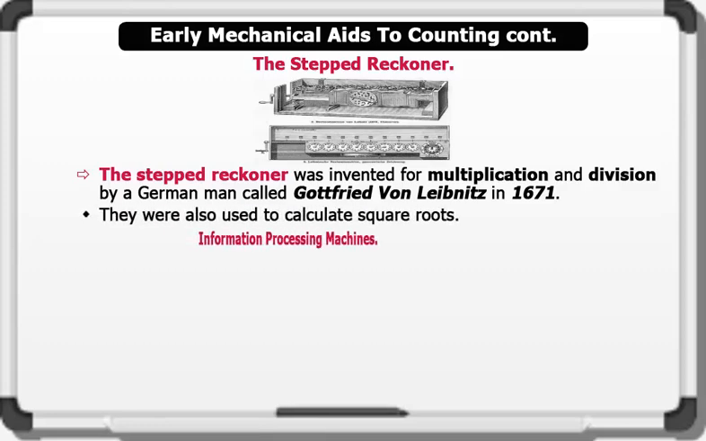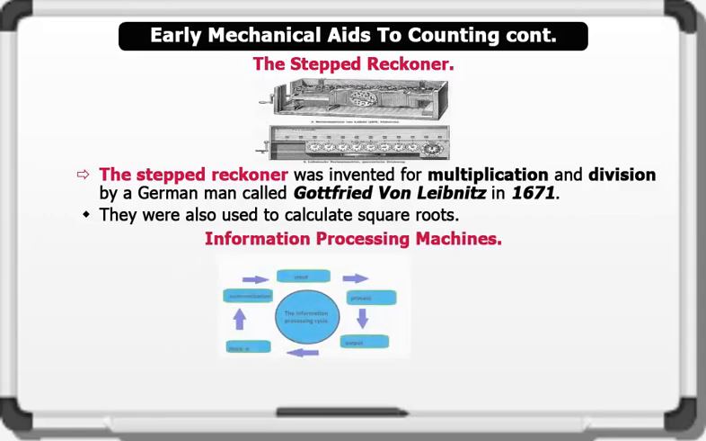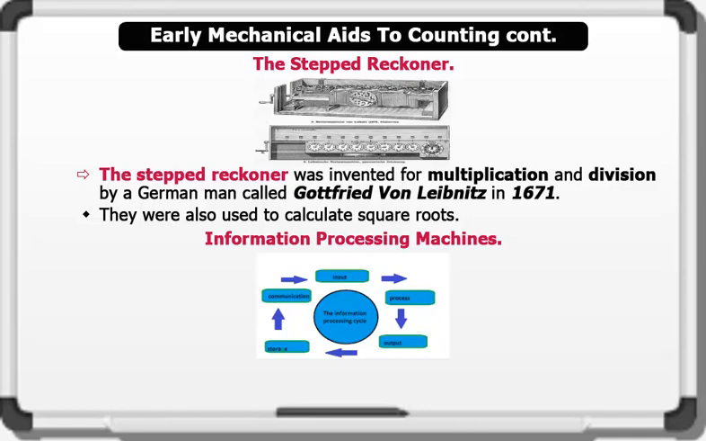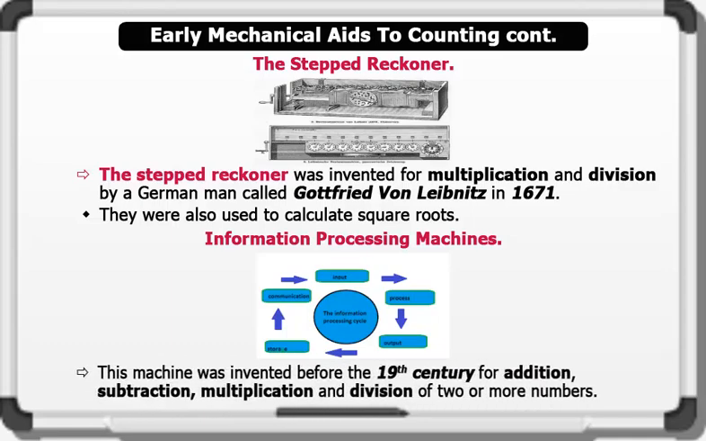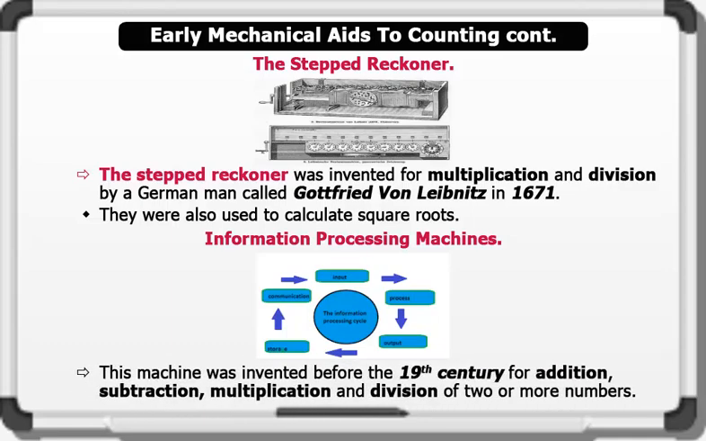4. Information processing machines. Below is how information is being processed. This machine was invented before the 19th century for addition, subtraction, multiplication, and division of two or more numbers.